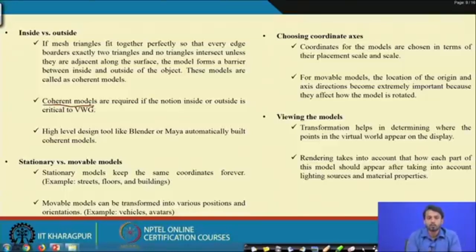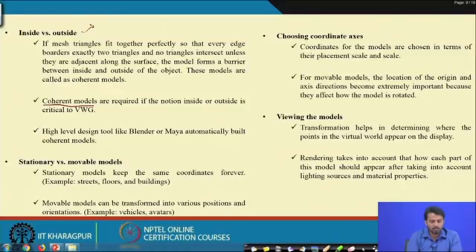Coherent models are very much necessary to have a notion of inside or outside in the virtual world generator, which you were taught in the previous lectures. High-level design tools like Blender or Maya automatically build coherent models. When we develop any particular 3D model, nowadays the software we have for developing 3D models has this property inbuilt. So, you do not have to create the barrier between the inside and outside of the object yourself, but you have to know the basic fundamentals behind the creation of this barrier. This is another property of inside and outside of 3D models.